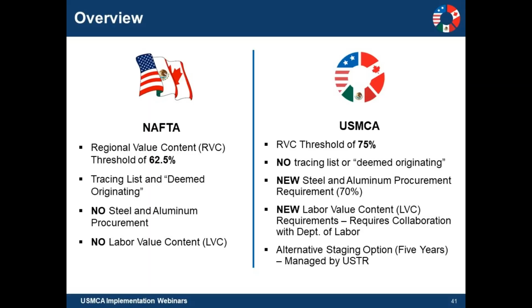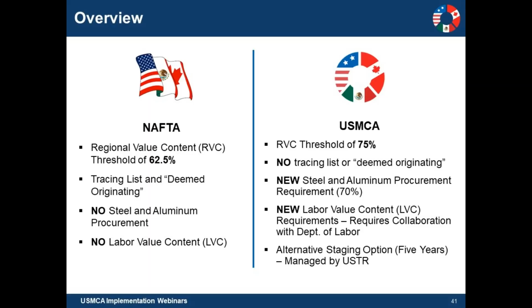The USMCA also includes new steel and aluminum annual procurement requirements of 70% from North American sources, and a new labor value content requirement that will require coordination by the U.S. Department of Labor. In addition, the USMCA provides alternative staging specifically for automotive goods, a process that will be managed by the U.S. Trade Representative. All of these concepts will be discussed in detail during this presentation.